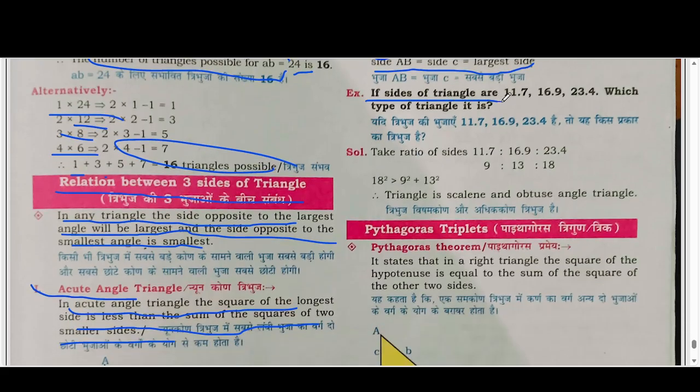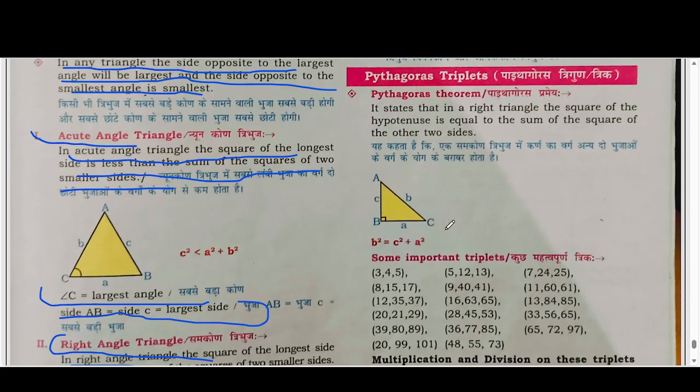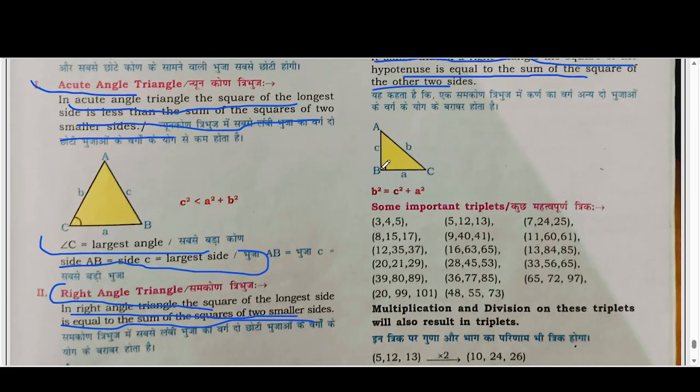If the sides of a triangle are 11.7, 16.9, 23.4, which type of triangle is it? Take the ratio of the sides. The triangle is called an obtuse angle triangle. Pythagoras triplet: the Pythagoras theorem states that in a right angle triangle, the square of the hypotenuse is equal to the sum of the squares of the other two sides. B square is equal to C square plus A square.